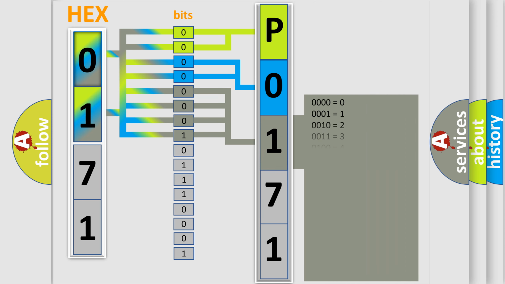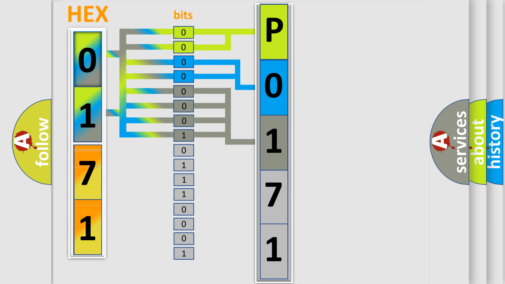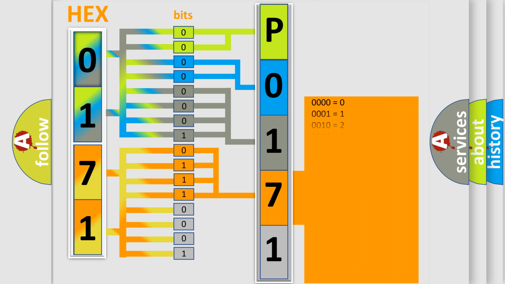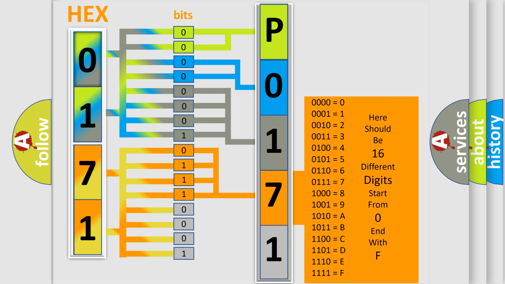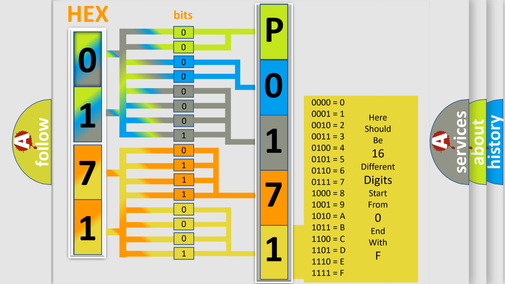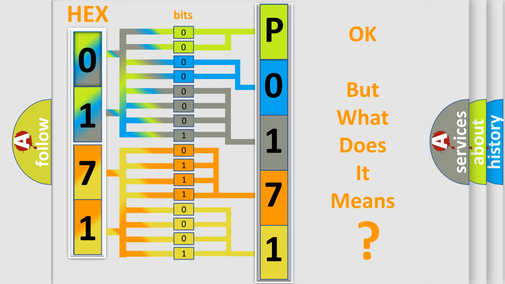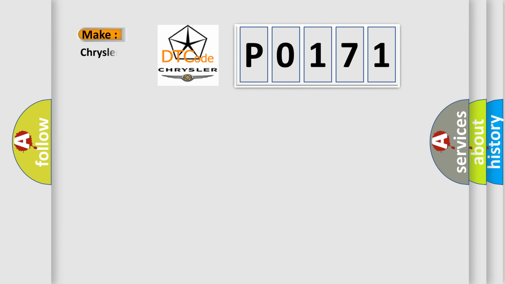The second byte is composed of a combination of 8 bits. The first 4 bits determine the fourth character of the code, and the combination of the last 4 bits defines the fifth character. A single byte conceals 256 possible combinations. We now know in what way the diagnostic tool translates the received information into a more comprehensible format. The number itself does not make sense to us if we cannot assign information to what it actually expresses. So, what does the Diagnostic Trouble Code P0171 interpret specifically for Chrysler car manufacturers?